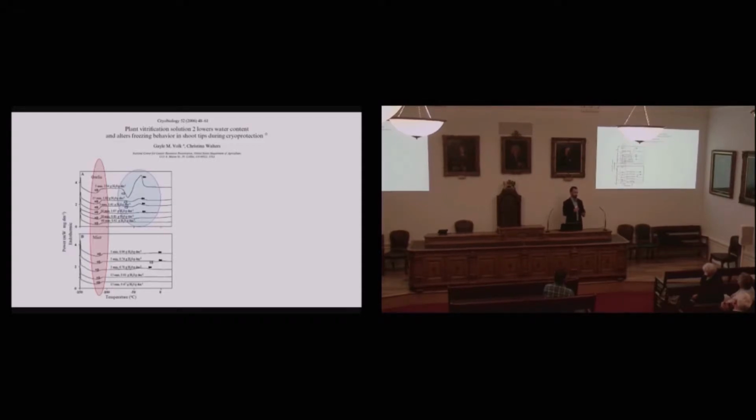You can detect a glass transition, so you are able to make a glass below minus 120 degrees. So the use of this plant vitrification solution also affects the freezing and the melting properties of the explants. It affects them by increasing the amount of water that you can have in a tissue before you detect ice, and it also changes the enthalpy of melting by reducing it.